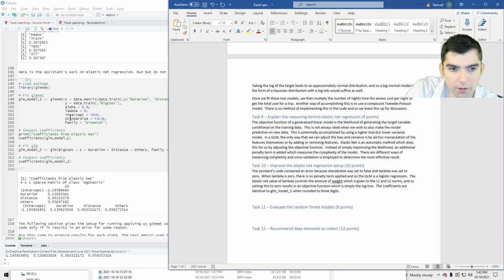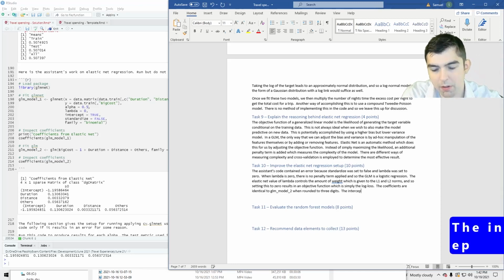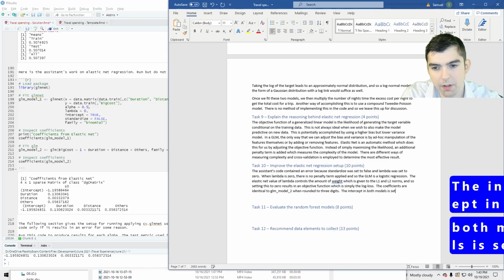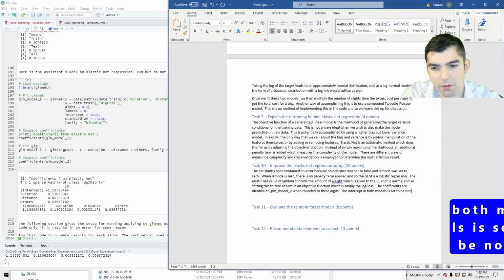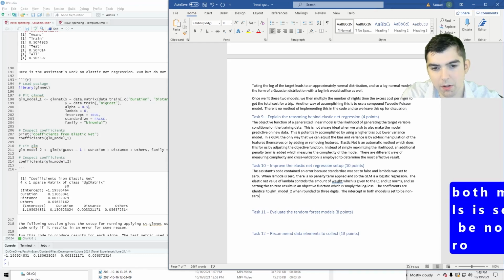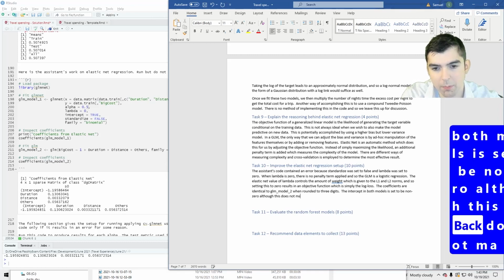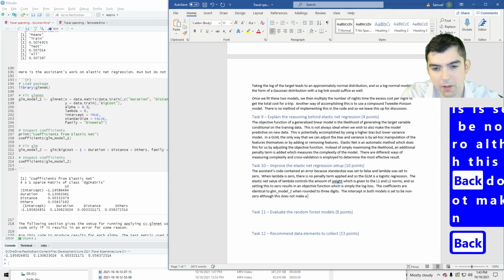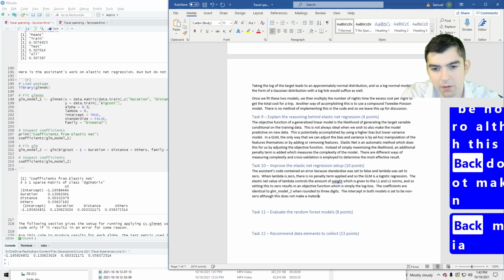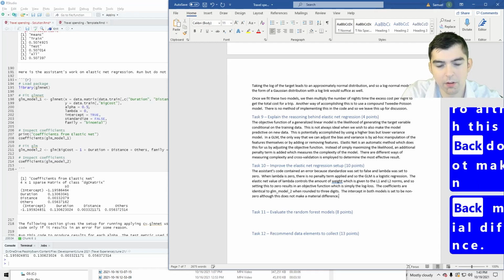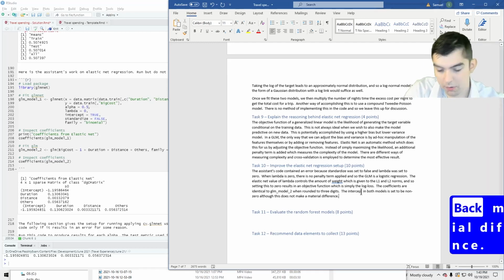And then the other thing is the intercept. The intercept in both models is set to be non-zero, although this does not make a material difference. Okay, next part.